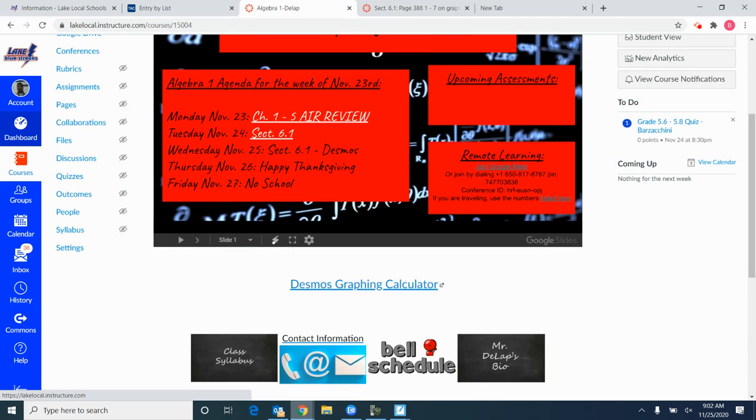Now, right underneath there, it says Desmos Graphing Calculator. Get your computers out. You guys need them. You can do it on your phone, but it's probably easier to do on your computer. All right, so you're gonna go to the Desmos Graphing Calculator.